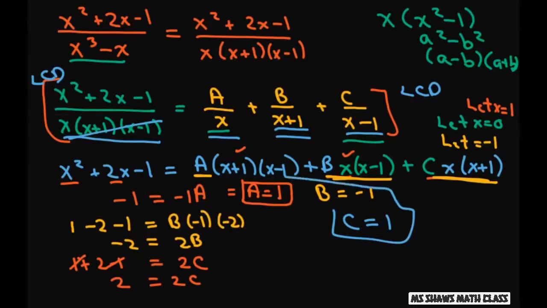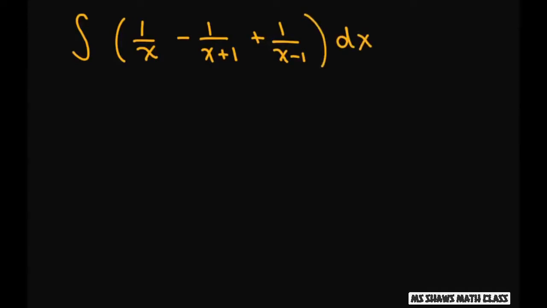So there are your A, B, and C, and now we can rewrite the integral as the integral of 1 divided by x, minus 1 divided by x plus 1, plus 1 divided by x minus 1 dx. Now, let's take the antiderivative. So that's going to be ln absolute value of x minus ln of x plus 1 plus ln of x minus 1 plus C.